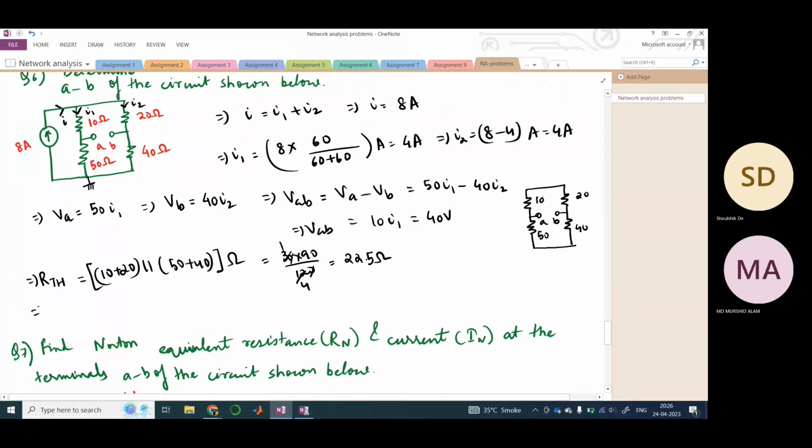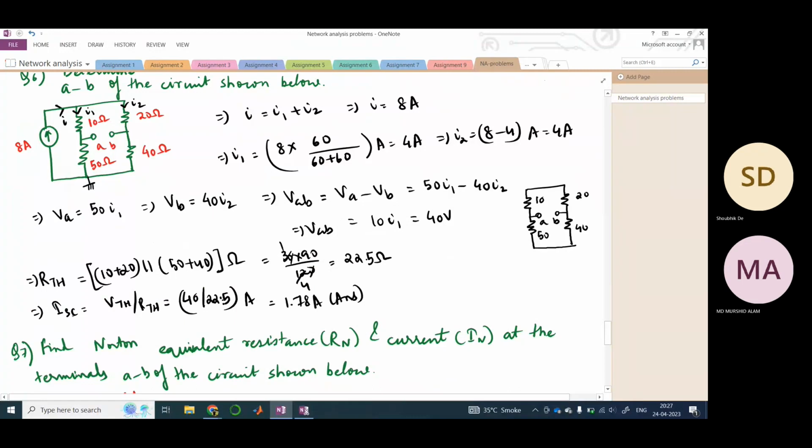Similarly, I'll directly find out what is ISC. So this would be VTH by RTH, right? So this would be how much? 40 divided by 22.5. So this would be approximately coming out to be your how much? This would be approximately 1.78 amperes. So this is the answer. I hope this is clear.